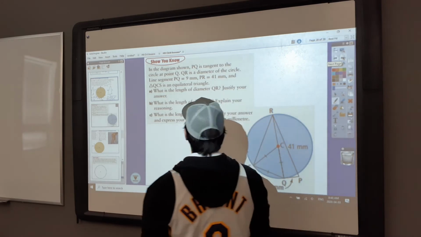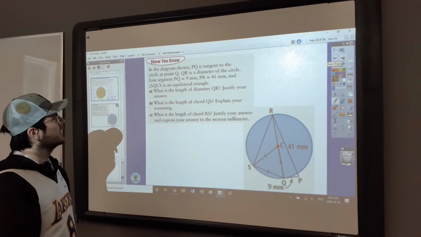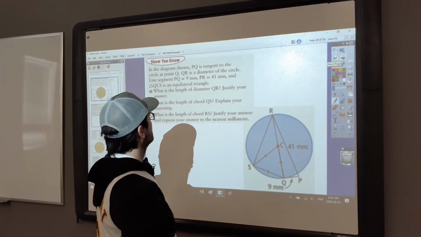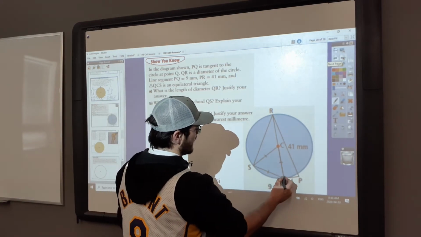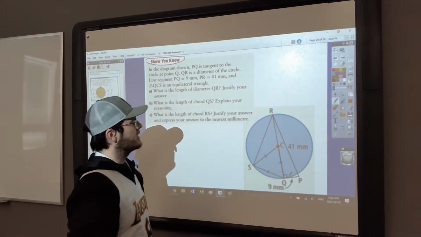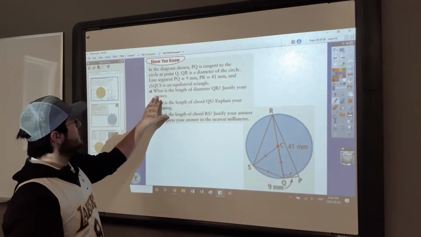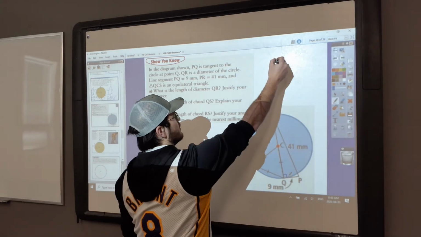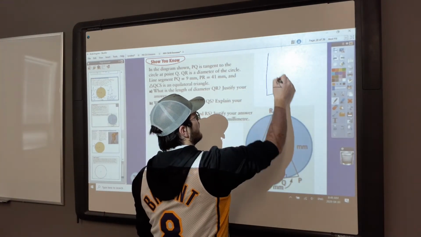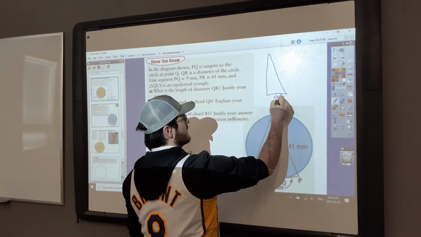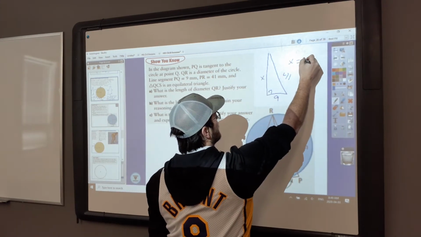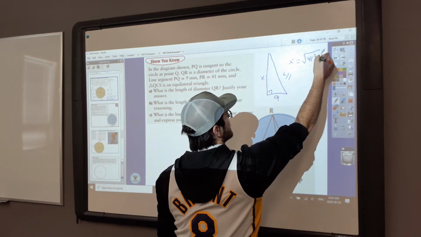Okay, show you know. Similar situation here. We're told a bunch of information. We're told this is tangent. QR is the diameter again, which means that's a 90-degree angle. That's 9, that's 41. What's the length of the diameter Q to R? So we actually got pretty much the exact same situation here. Right, this is 9, and this is 41. So we could solve for x doing 41 squared minus 9 squared.